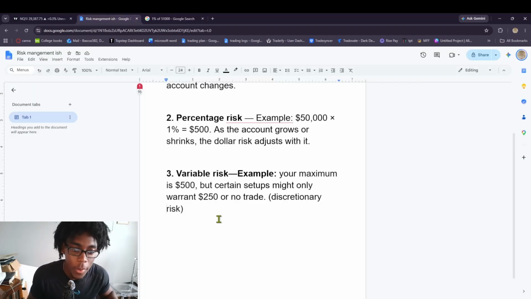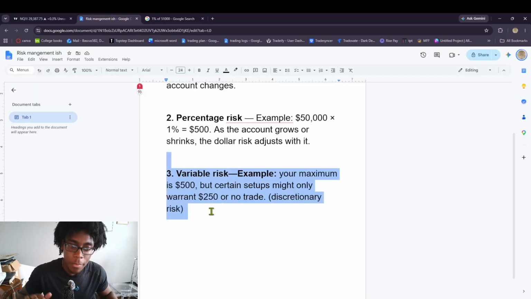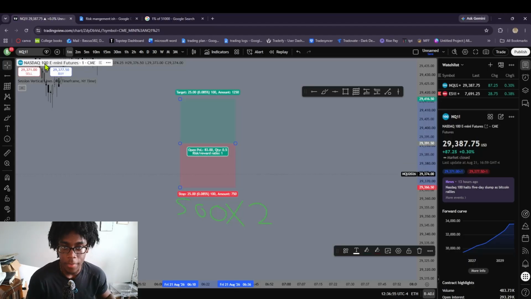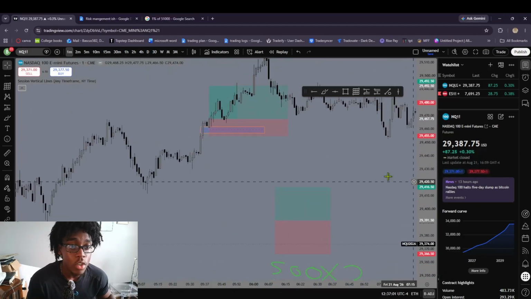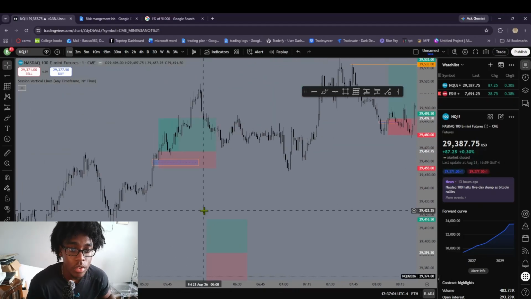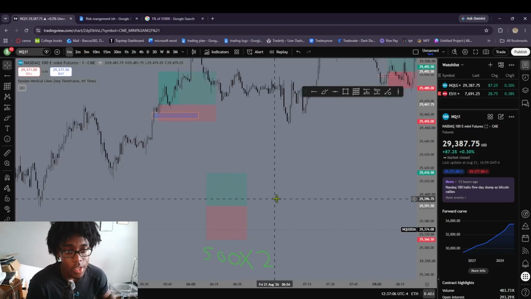So yeah, variable risk kind of falls under that, being able to risk more contracts too. But I wouldn't really mess with contracts if I was a mini trader, because you're risking so much for such a small amount of room to work with, especially on the NASDAQ. I would do that if you are trading micros though, because with micros you have a lot of room to work with. So that's pretty much it.